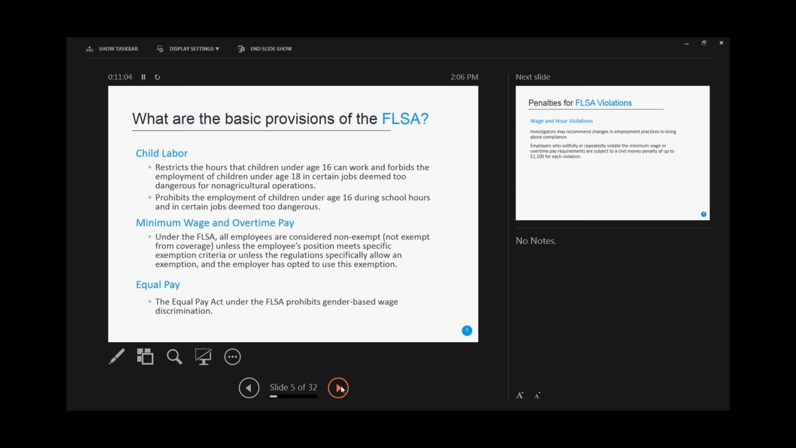For minimum wage and overtime pay under FLSA, all employees are considered non-exempt. That means not exempt from coverage unless the employee's position meets specific exemption criteria or unless the regulations specifically allow an exemption and the employer has opted to use this exemption. And then the Equal Pay Act under FLSA prohibits gender-based wage discrimination.